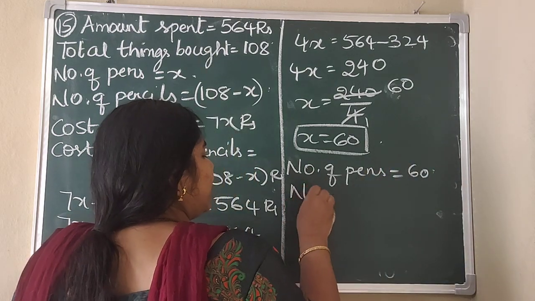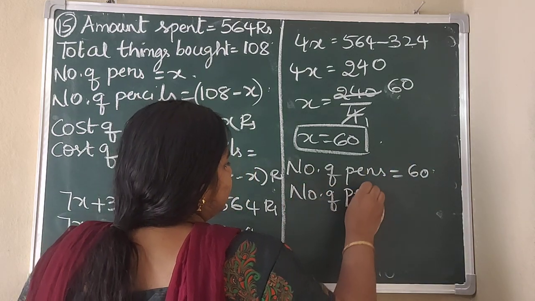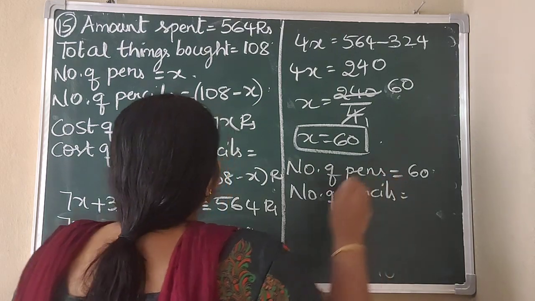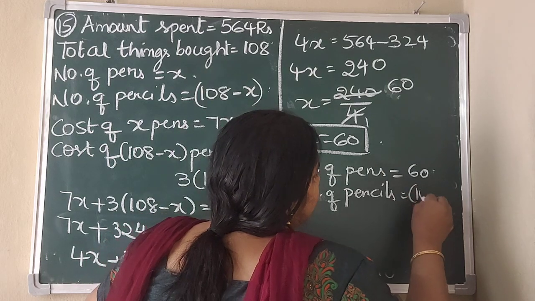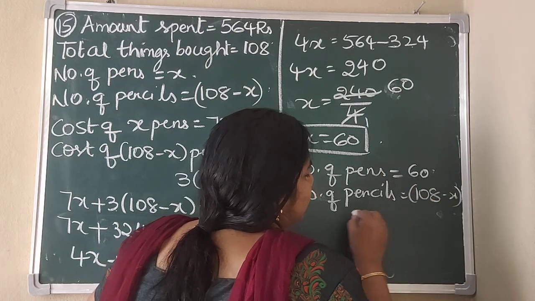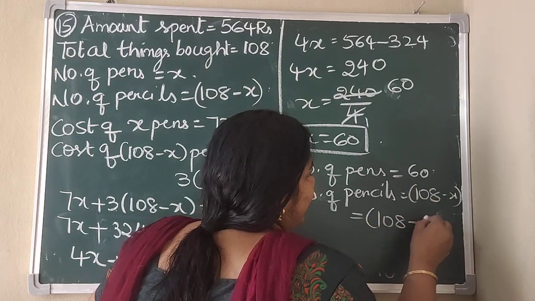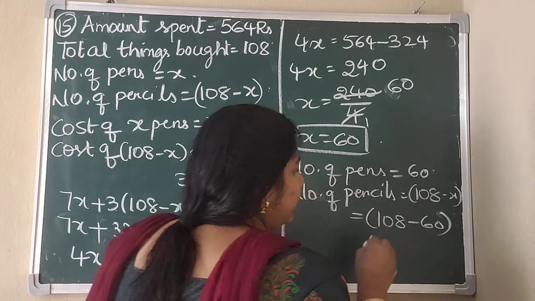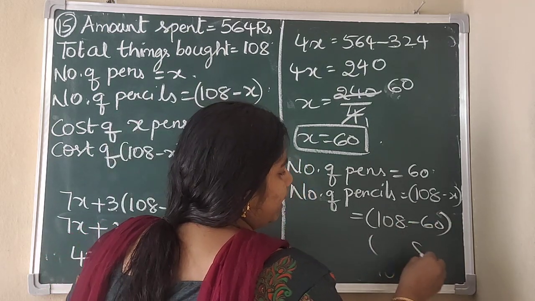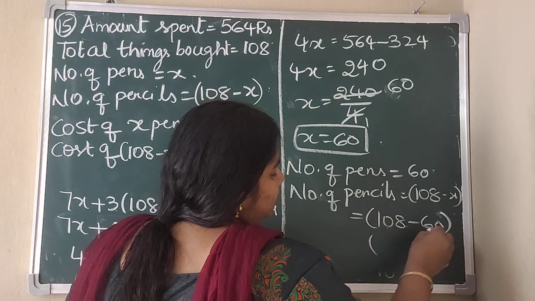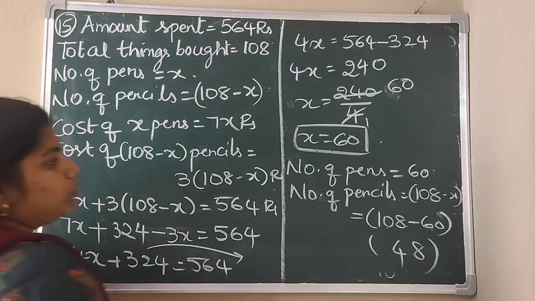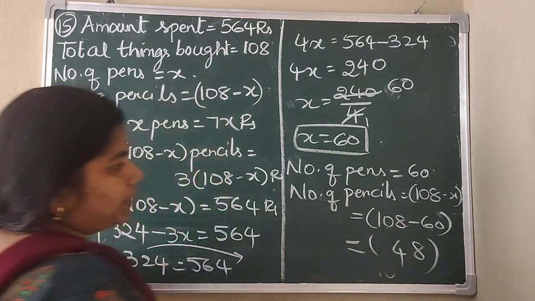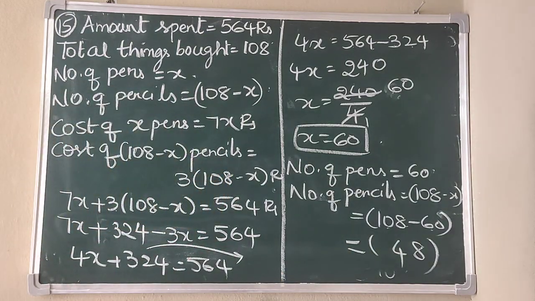Number of pencils we have to find now. Number of pencils is equal to how much? That is 108 minus x. So 108 minus x, that will be 108 minus 60. So that will be how much? 8 minus 0 will be 8. 10 minus 6 will be 4. So total number of pencils are 48. And the total number of pens are how much? It is 60. So this is our 15th solution. Same as the before problem.